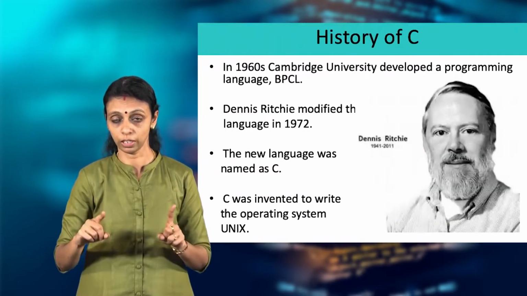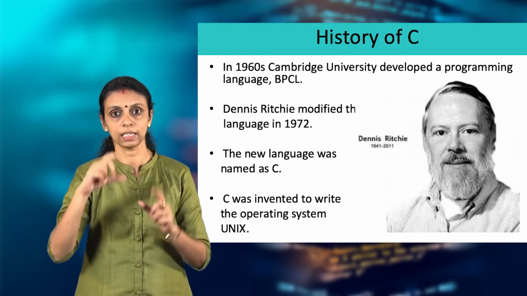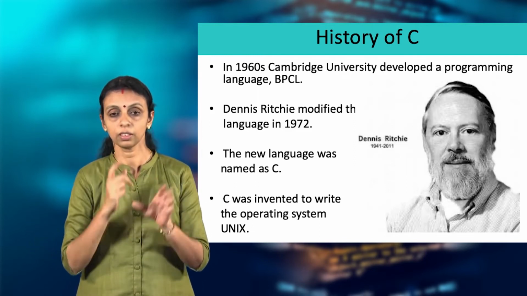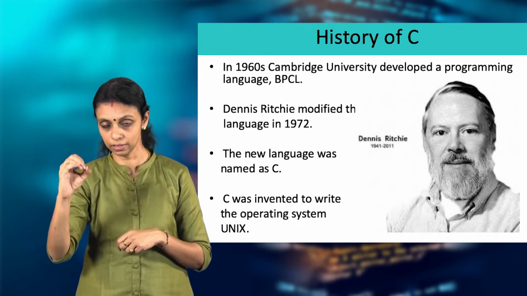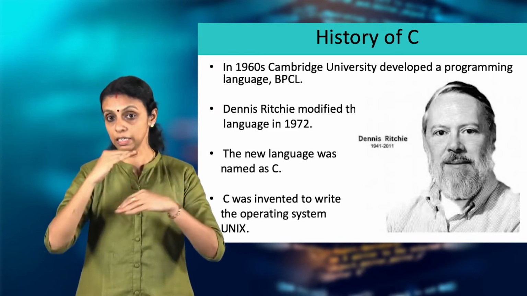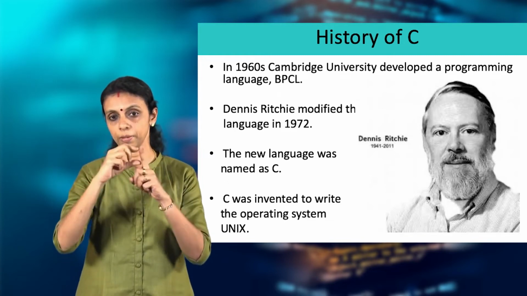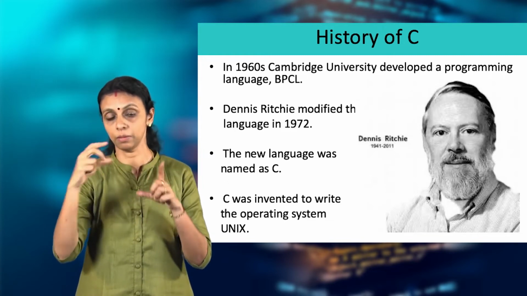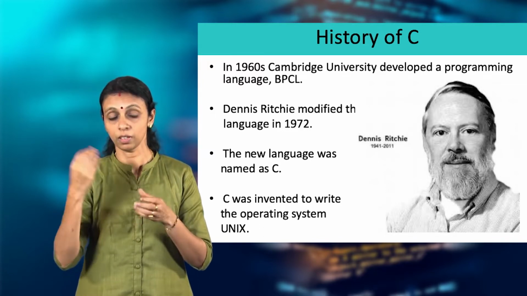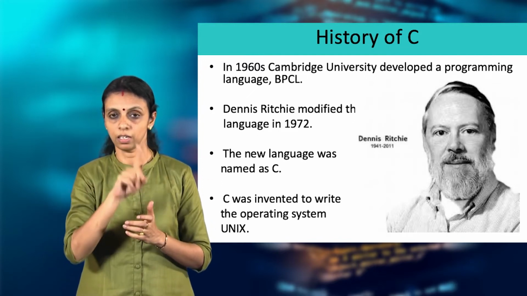History and importance of C. In this lecture, we are focusing on C. So, let us see the history of C language. In 1960s, Cambridge University developed a programming language BCPL. Dennis Ritchie modified this language in 1972. The new language was named as C. C was invented to write the operating system Unix.